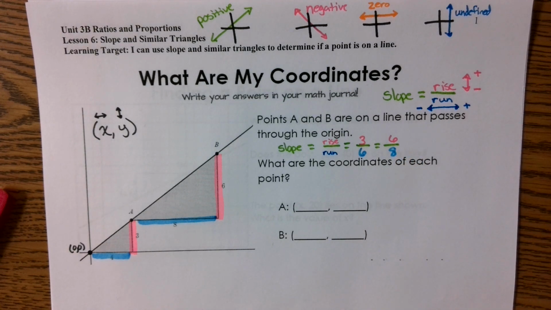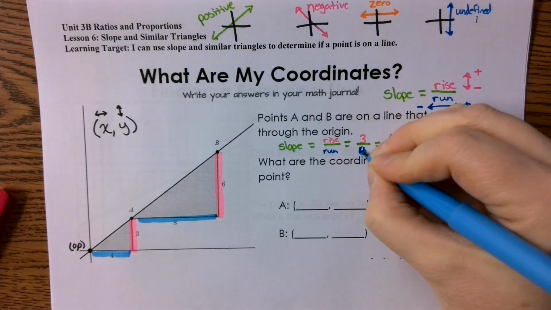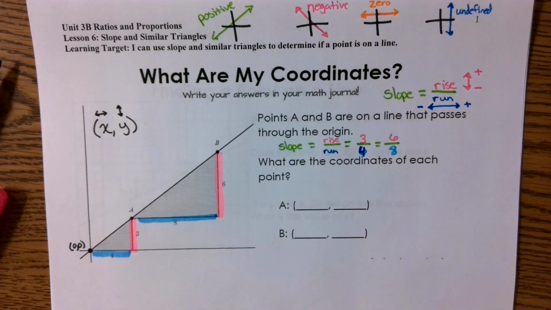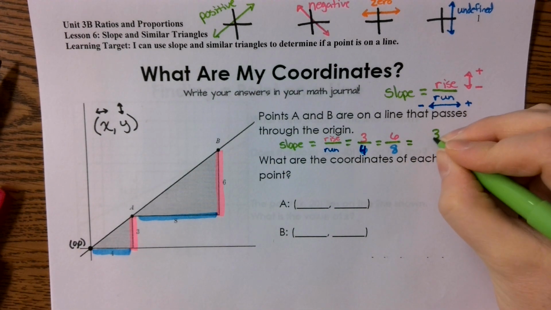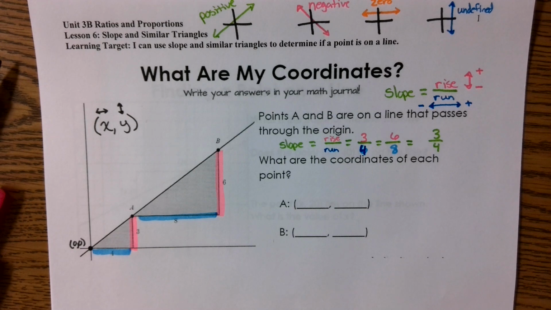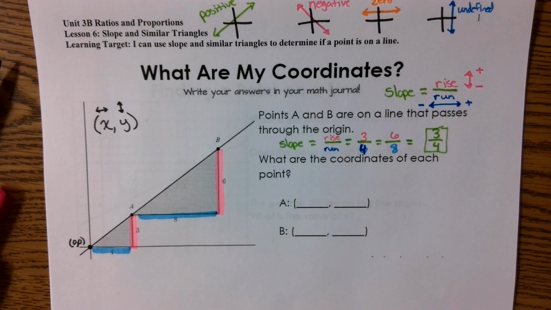Now, if I were to simplify these, I don't know why I wrote a 6 here. That's my bad. That should be a 4. If I were to simplify them, they both simplify to the exact same value. They both simplify to 3/4. So that would be my slope in this situation. And that slope is basically direction.